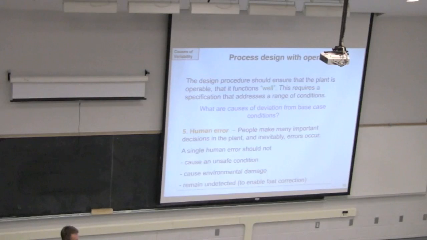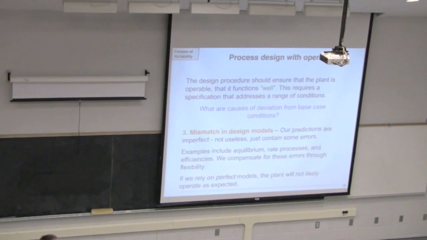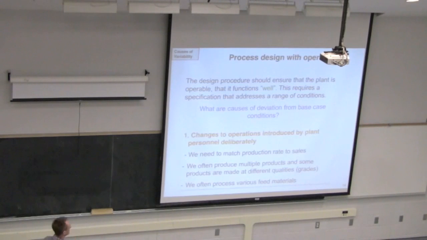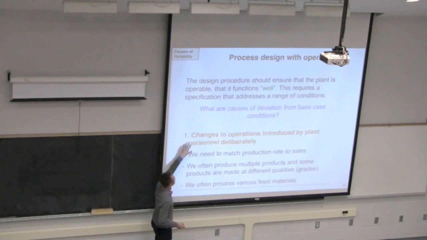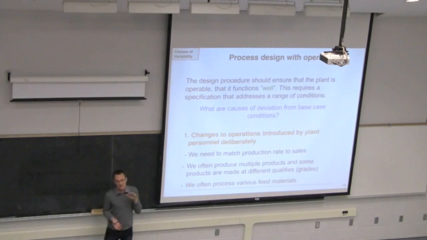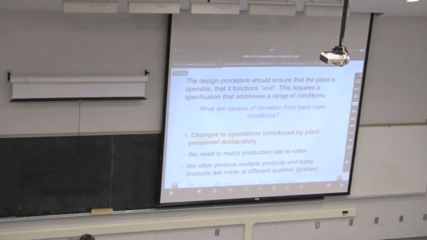Okay, so these are five sources: human error, malfunctioning equipment, the fact that we have imperfection in our models, the fact that we experience disturbances, and the fact that what we were originally told to design versus what we actually need to operate later on is different. All five of those reasons lead us to building plants and designing a plant that's quite different from the base case. So the next section I want to go to is on the new notes I handed out.